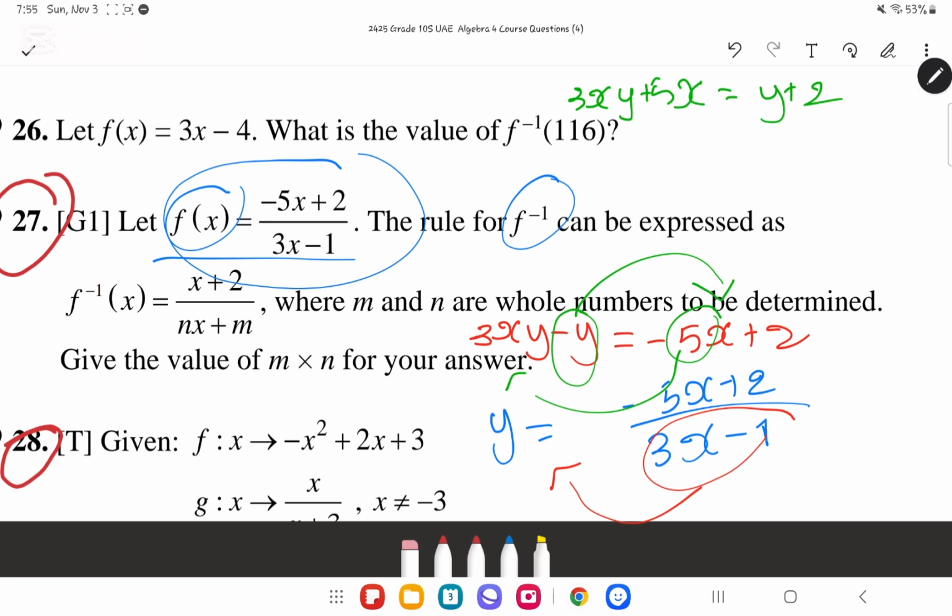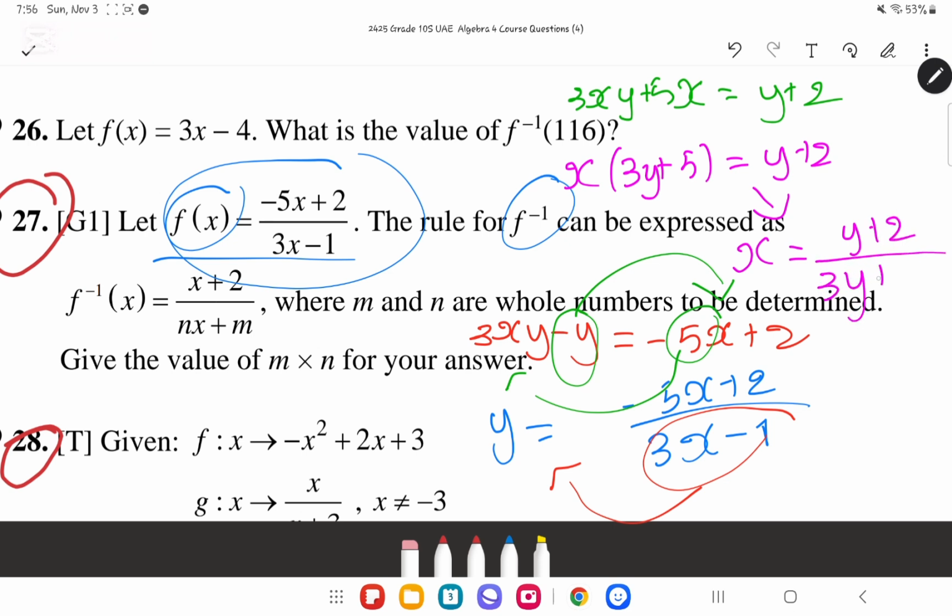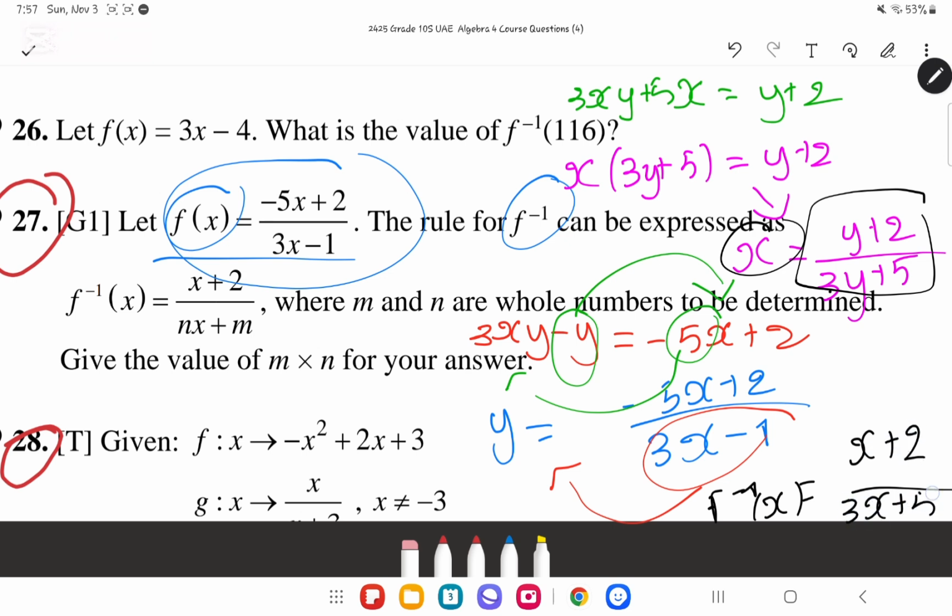Next, we are going to factor the x. We take the x as a common factor outside, so it becomes x times (3y + 5) is equal to y + 2. Then you divide both sides by 3y + 5. You get x is equal to (y + 2) over (3y + 5). Now we go to the most important part, where you have to switch the x into f inverse of x, and you switch every single y into x, so it becomes (x + 2) over (3x + 5).